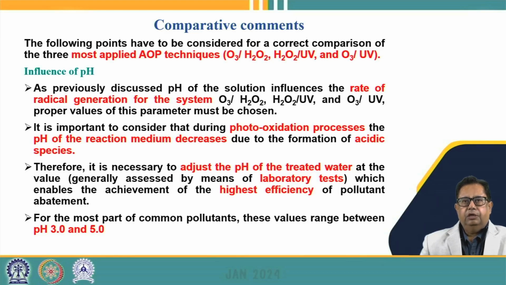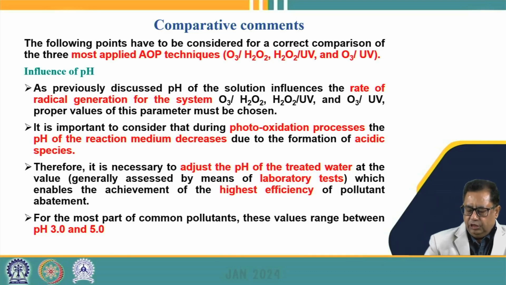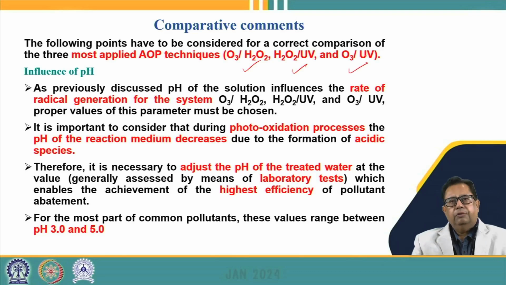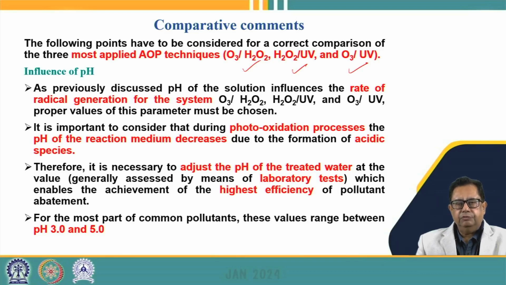So now if we compare different types of AOP techniques which are commonly applied, for example, we can have UV H2O2, we can have H2O2 UV, we can have ozone UV. The influence of pH may play a very important role because we know that the pH influences the rate of radical generation for the system of ozone or H2O2, H2O2 UV or ozone UV. So that's why it is very necessary that we choose a proper pH so that we can apply these processes effectively, and the destruction of the organic compounds can take place at an optimum pH value.